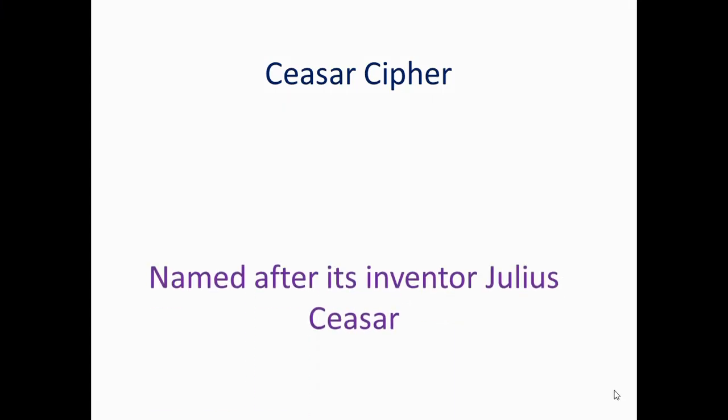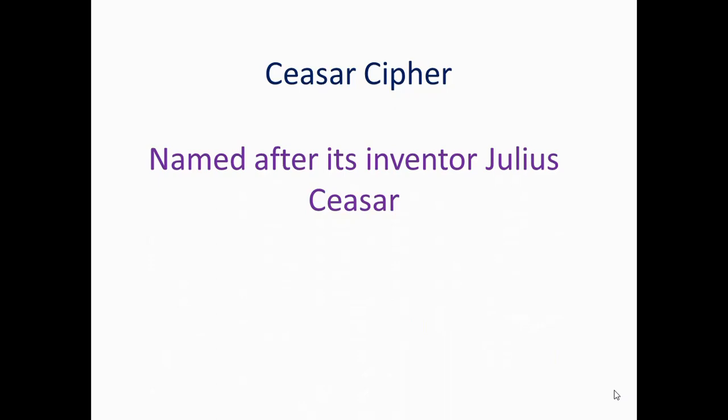Hello everyone, today we will learn Caesar cipher. Caesar cipher, which is named after its inventor Julius Caesar, is actually a substitution technique. Substitution technique means in this cipher, when we do the encryption, we do it by replacing one alphabet with some other alphabet. So let us try to learn it with the help of an example.